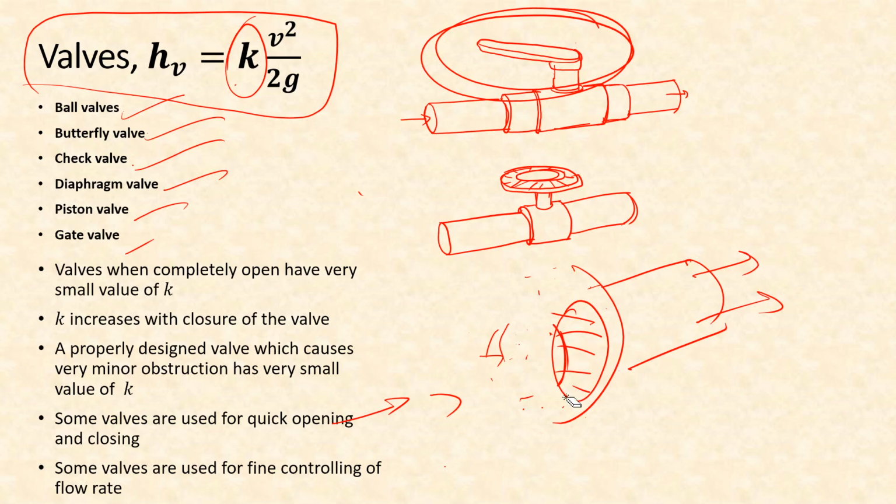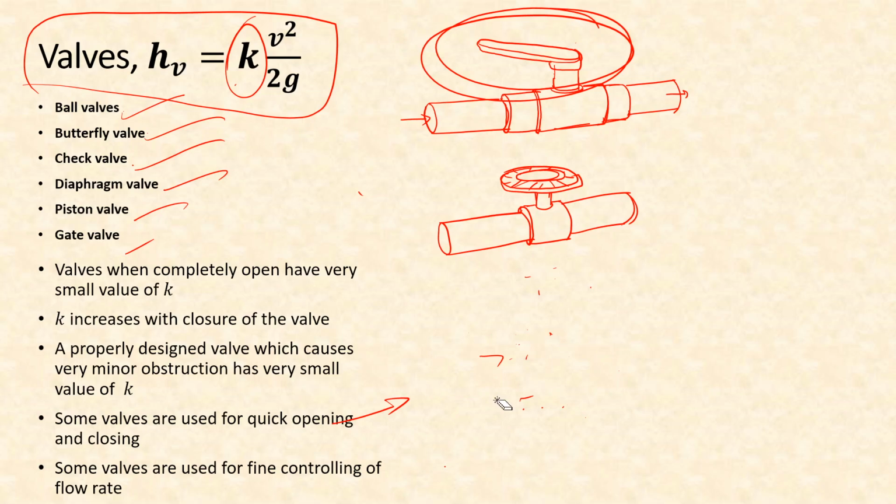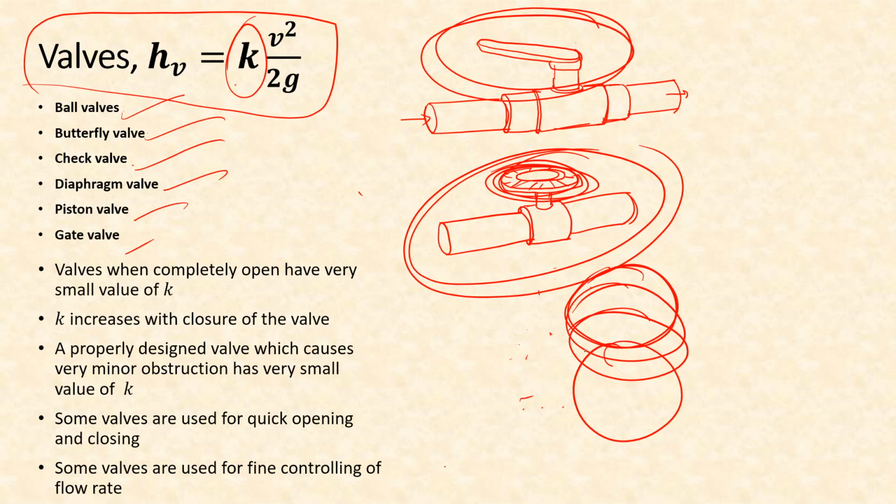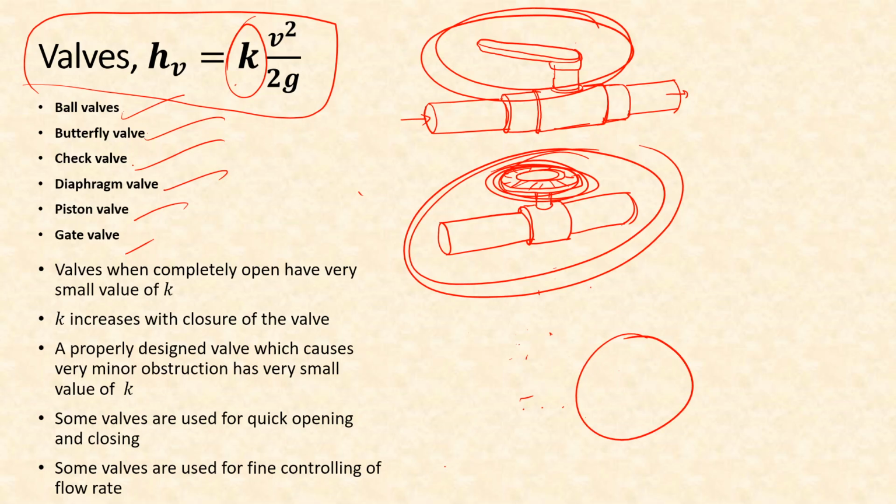Similarly, there are different kinds of valves like gate valves, which is kind of like this, where if this is the pipe cross section, the gate will be outside, but as you keep rotating this handle or knob, this gate will be lowered and the cross section of the pipe will be gradually closed.